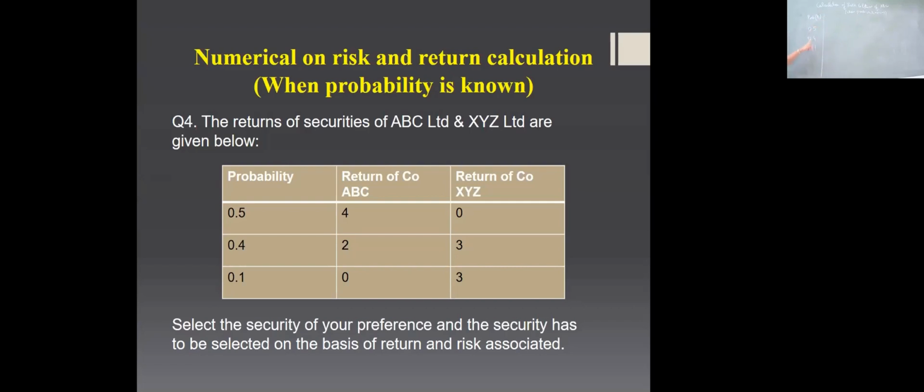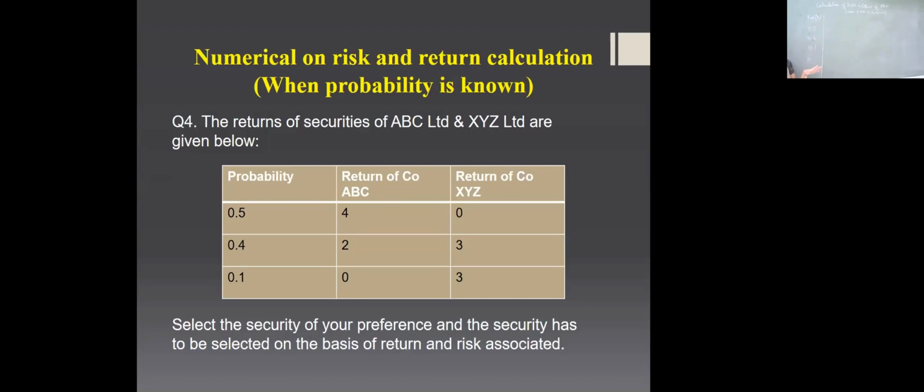Now when you total the probability, your probability must always be equal to 1. The probability which is given to us in the question is what I've written here, and probability in short is expressed as PI. So the probability is 0.5, 0.4 and 0.1.